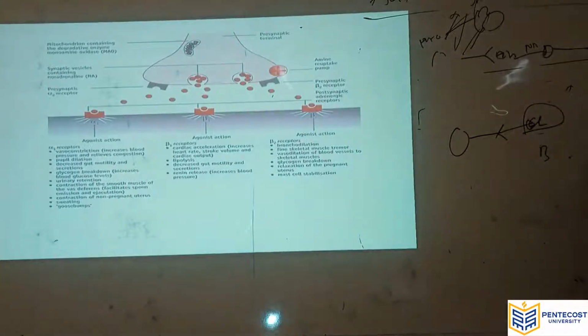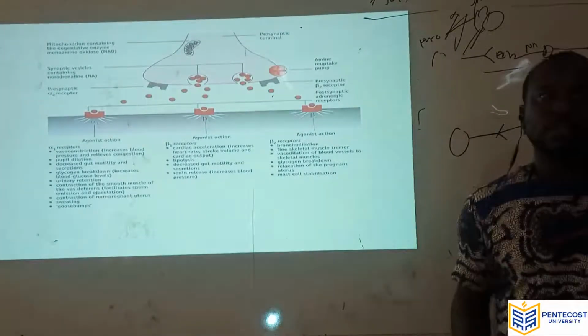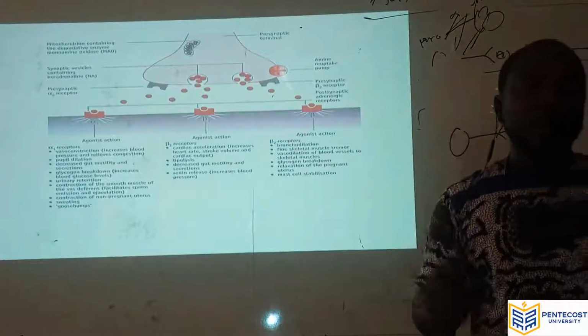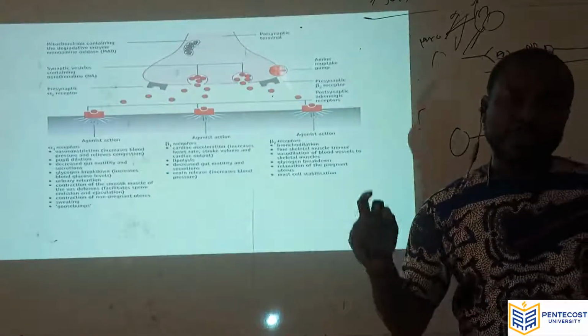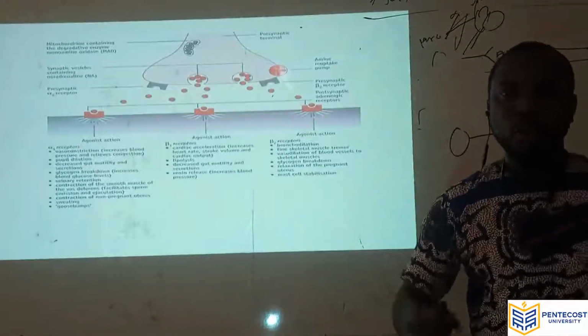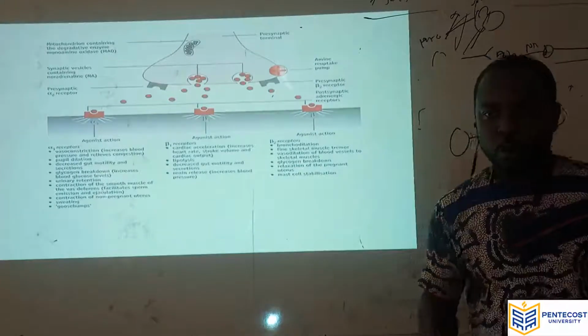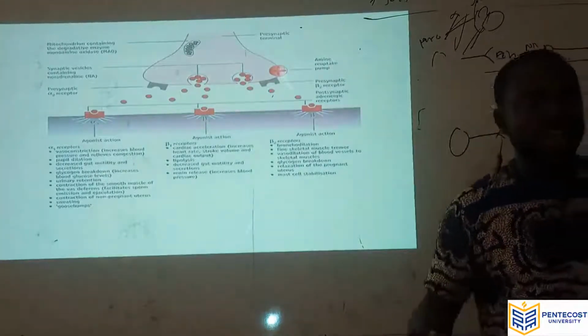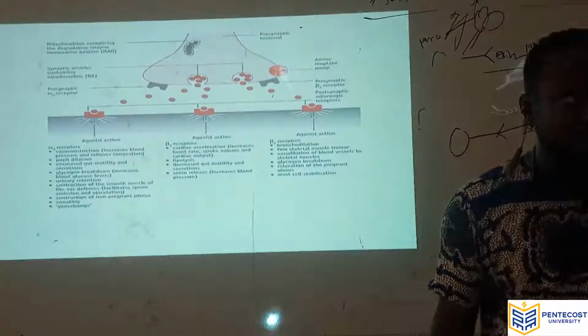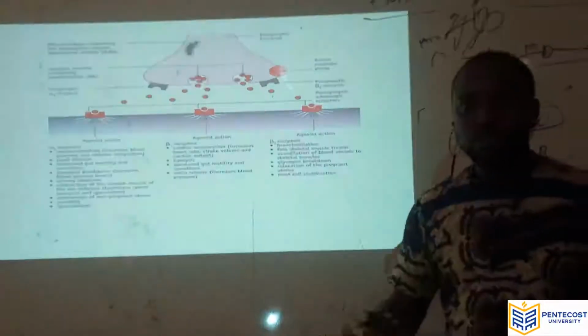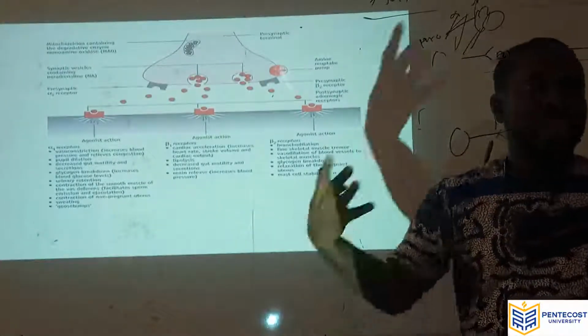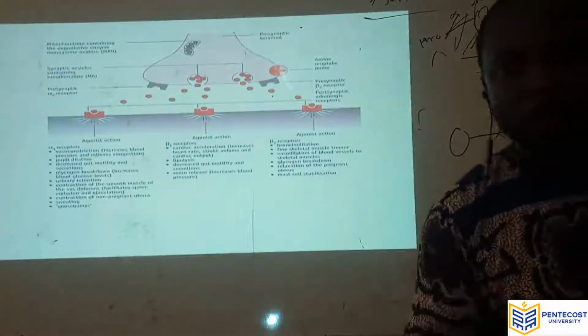Alpha 1 receptors on the blood vessel cause what? Vasoconstriction. Beta 2 on the lungs causing what? Bronchial dilation. Beta 1 on the heart increasing what? Heart rate. And alpha 2, when you stimulate alpha 2, it inhibits the release of what? Norepinephrine.